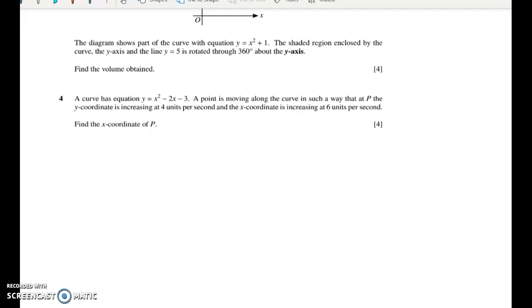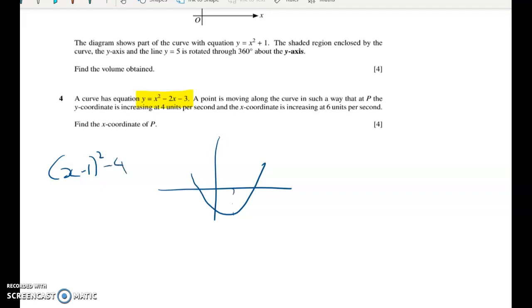Now the next question, there are a couple of ways to do it, and I'm going to do it using the chain rule, which I think you should all know. We first have to interpret it. We're given a curve, y equals x squared minus 2x minus 3. And the curve looks like this, right? So if we wanted to, we could rewrite that as x minus 1 squared minus 4 and quickly see that that's what it looked like.